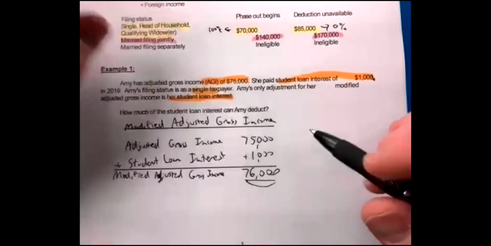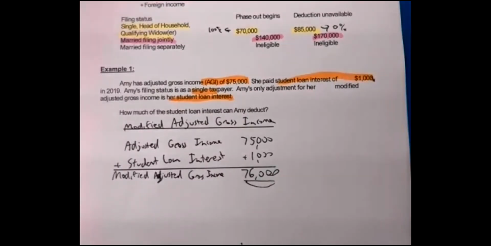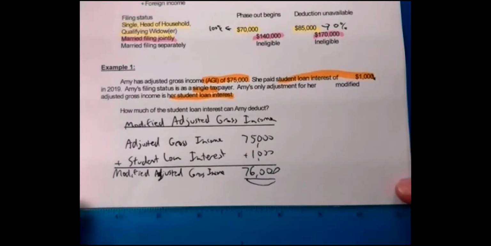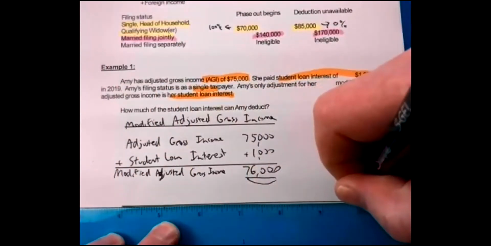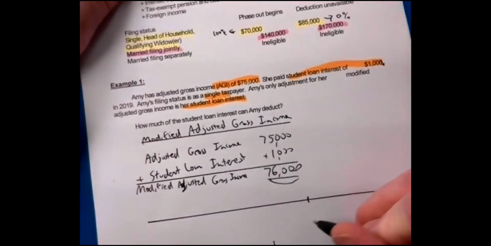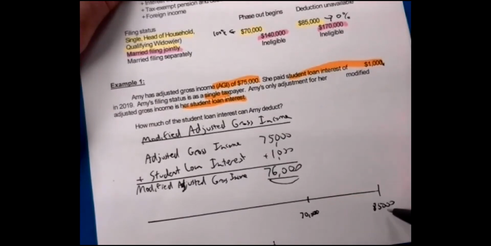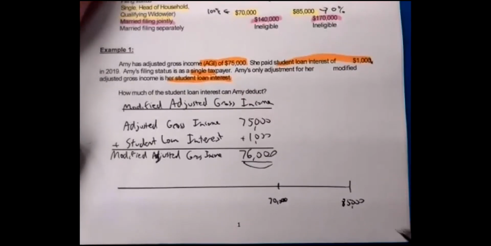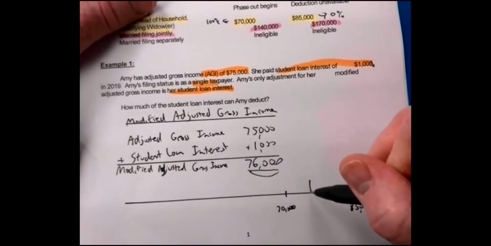So how much can she actually deduct of the $1,000? It's kind of like this. I hope this doesn't become more confusing. But here's $70,000, here's $85,000, and here is where Amy's income is.